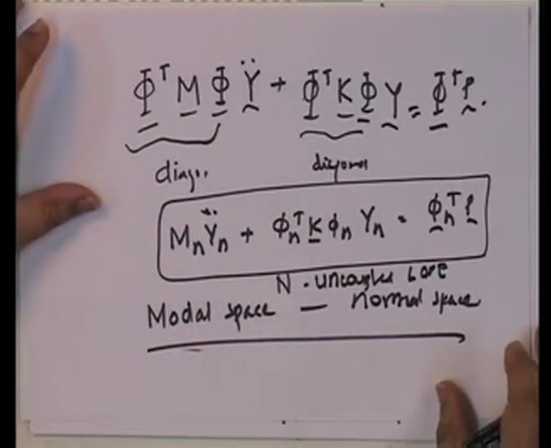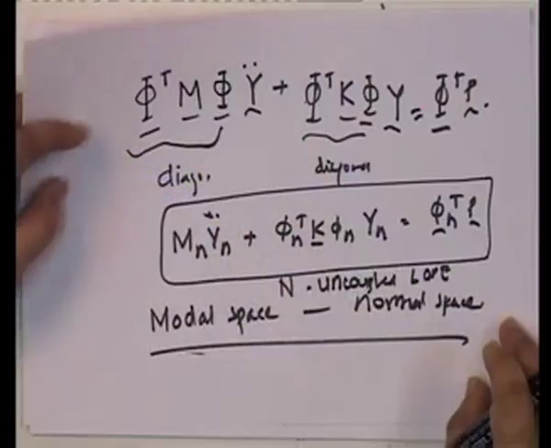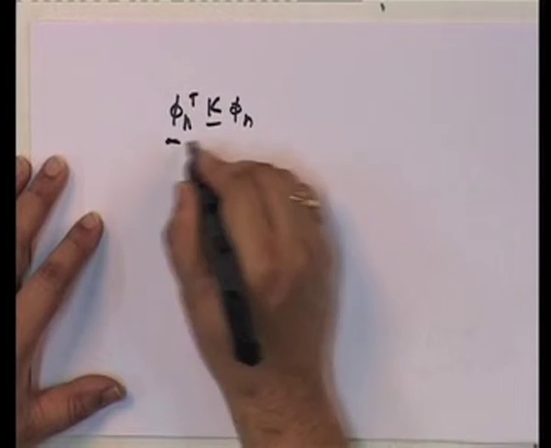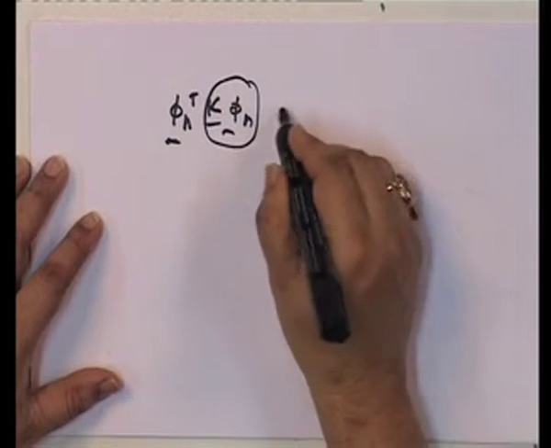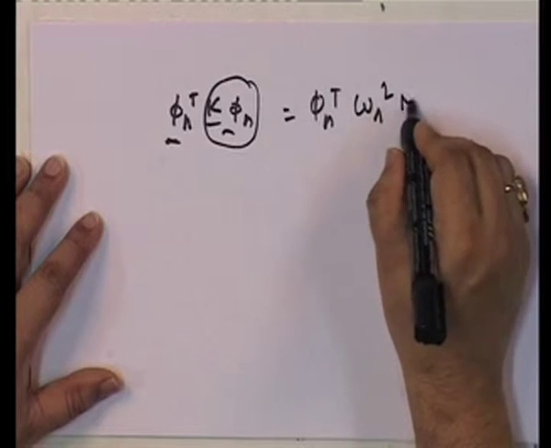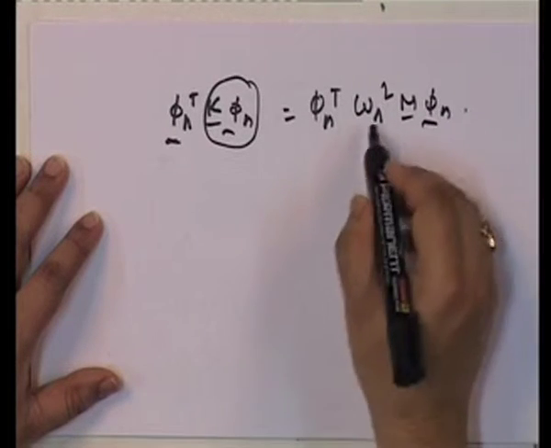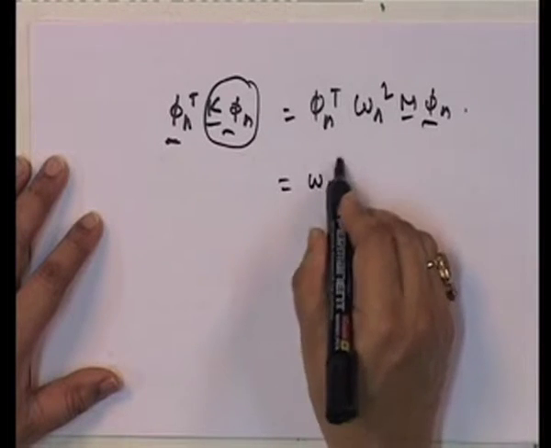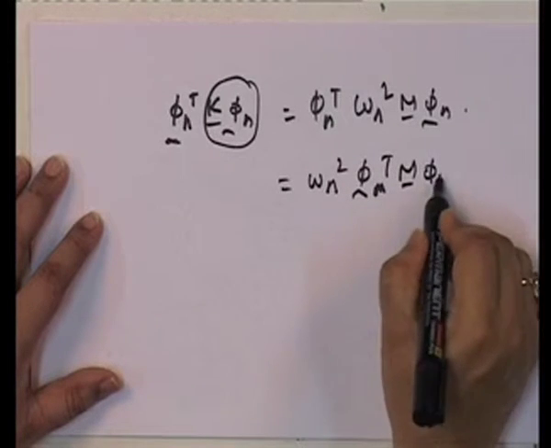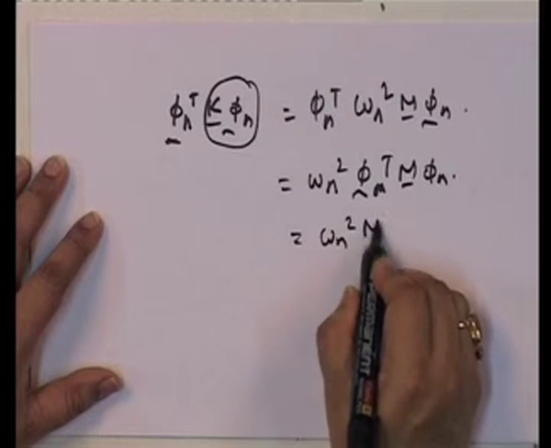Okay. So, if I look at this problem, and now let us look at something else. Let me just look at something else, and that is, what is phi n transpose k phi n? Let us look at it. Phi n transpose k phi n. What is k phi n equal to? K phi n is equal to omega n squared m phi n. Now, omega n squared goes outside because it is a scalar, and so what you have is phi n transpose m, which is omega n squared m n.